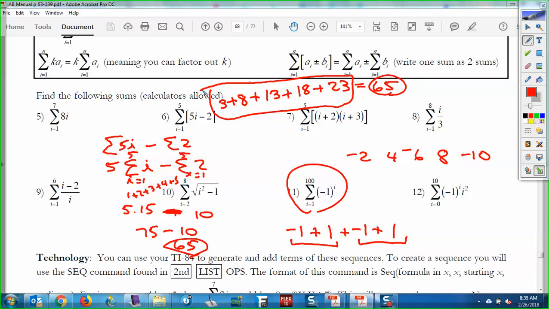So what do we end up with on top? We end up with 2n cubed over 6n cubed. Here's what you got: you got 5. So you think, well, 5 times 1 is 5, 5 times 2 is 10, 5 times 3 is 15.